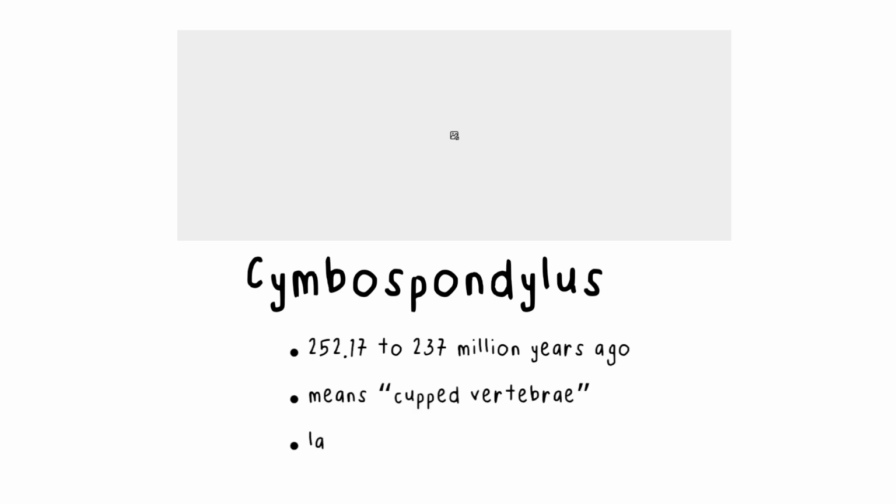Symbospondylus existed 252.17 million years ago to 237 million years ago and means calf vertebrae. It is an extinct genus of large ichthyosaurs, of which it is among the oldest representatives, that lived during the Anisian stage of the Middle Triassic in what are now North America and Europe.